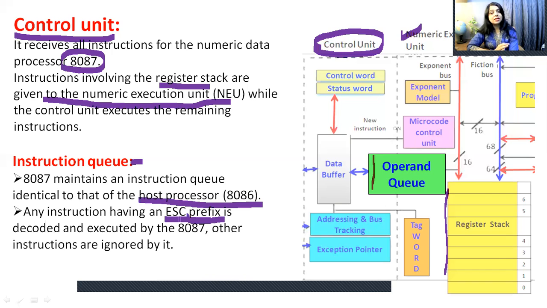This escape is a prefix that we write before an 8087 instruction. Any instruction having an escape prefix is decoded and executed by the 8087. So the 8087 fetches and decodes all the instructions, and if it finds an escape prefix, then it will execute that instruction. And what about other instructions wherein there is no escape code? Other instructions are ignored by it. That means it will treat that instruction as a no operation instruction.